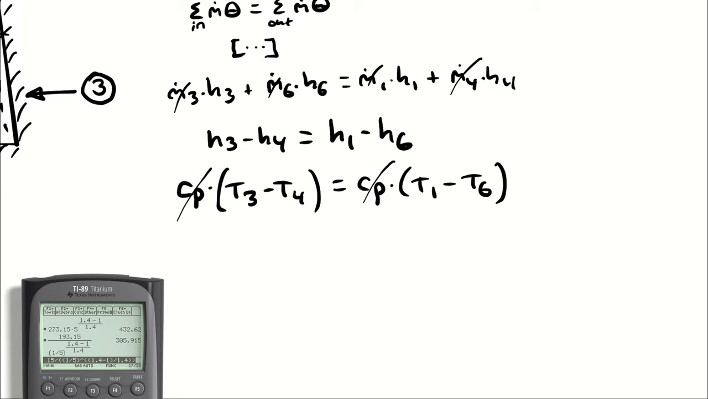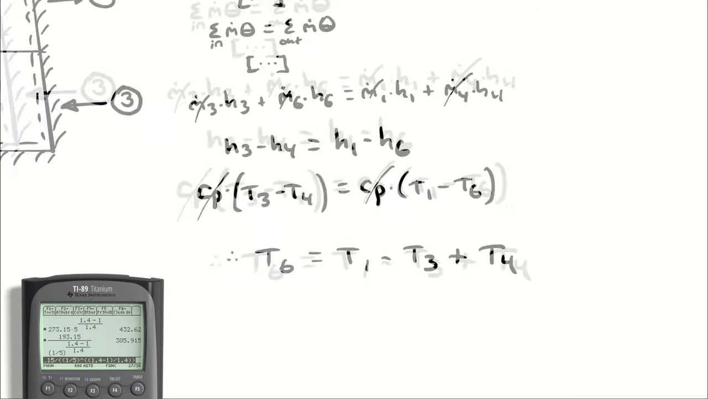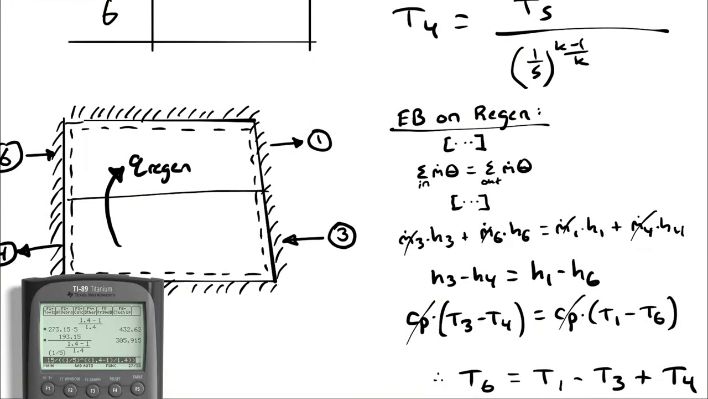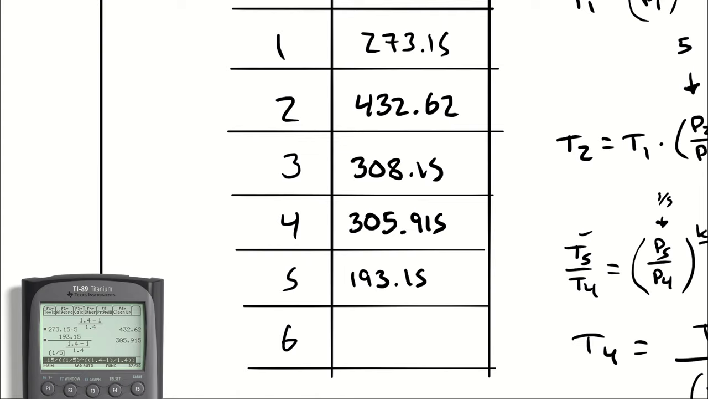Canceling the Cps because they're evaluated at the same temperature. Therefore, T6 is equal to T1 minus T3 plus T4. Let's see if I can remember that. 273.15 minus T3, 308.15, plus T4, 305.915. We get 270.915.